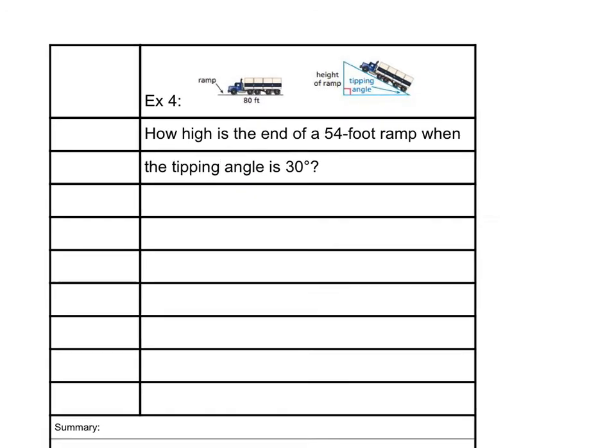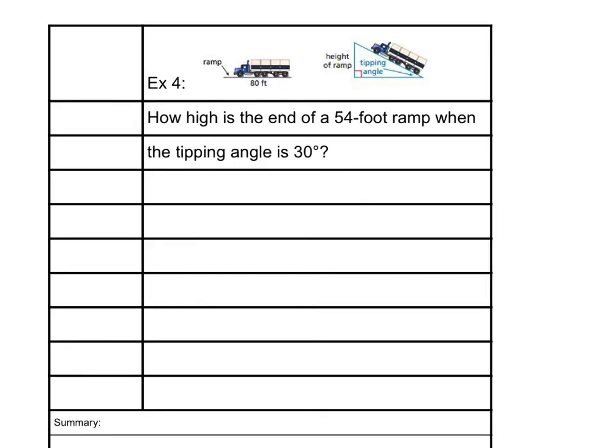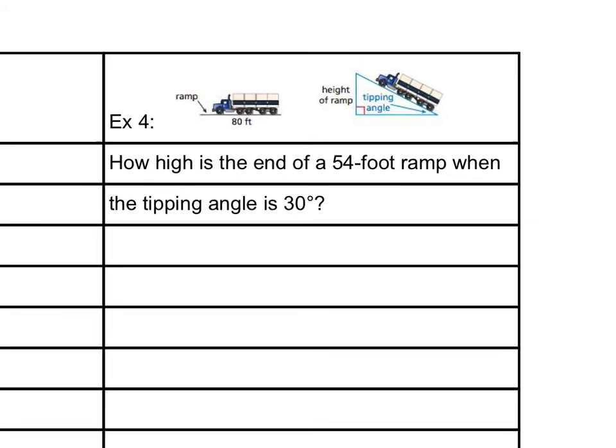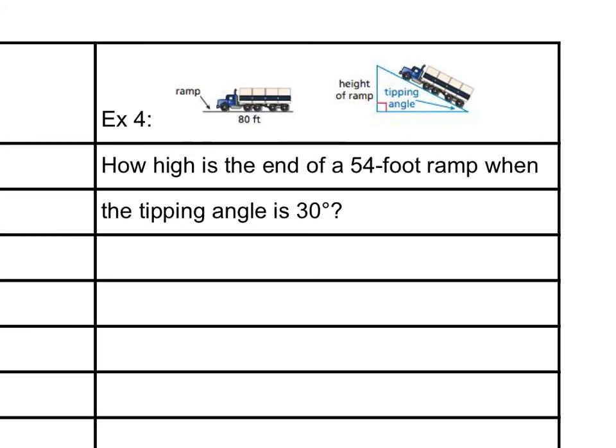And our last one, it says, how high is the end of a 54-foot ramp when tipping angle is 30 degrees? So they show the ramp that the car is on. This is interesting. Okay, this is funny. So I'll have to go back and watch the other video. So it says, how high is the end of a 54-foot ramp when the tipping point is 30 degrees?